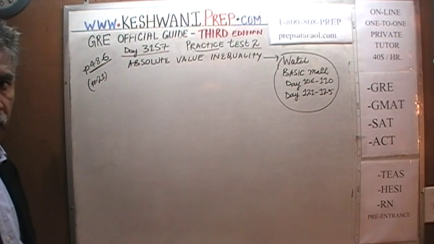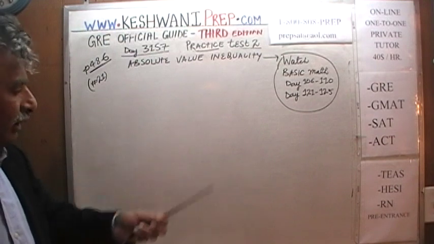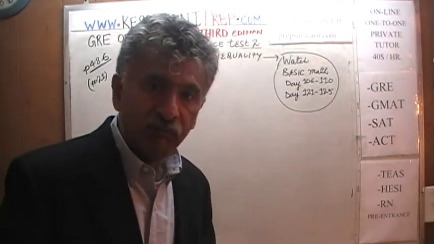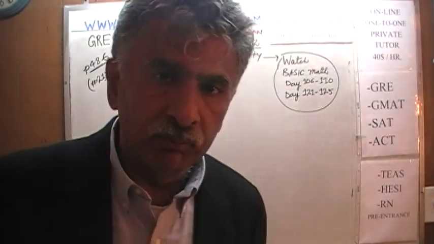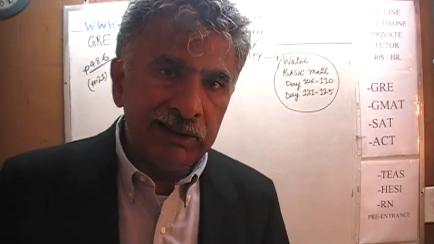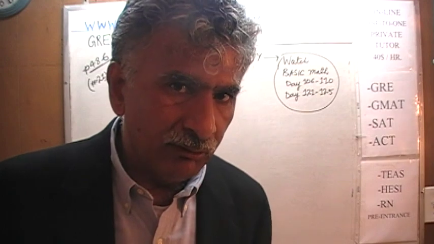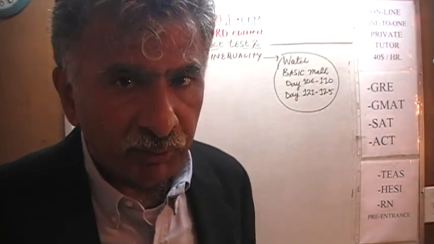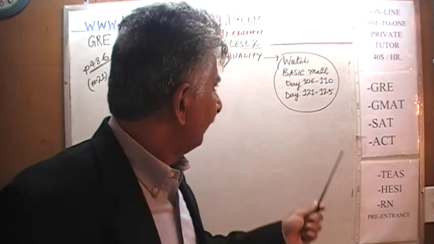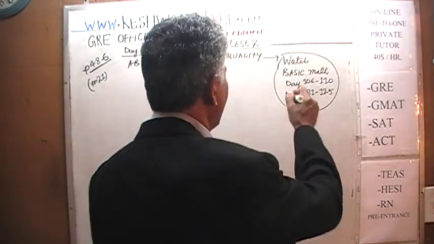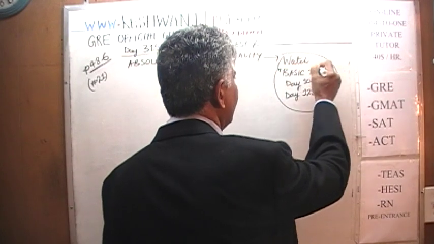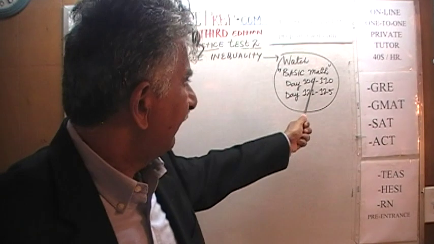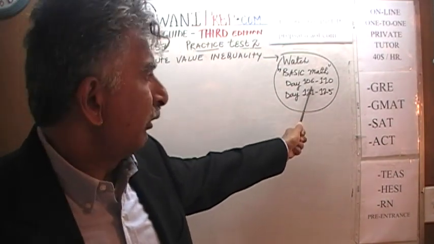Problem number 21 deals with the concept of absolute value inequality. In the event that you find that you are not very good at it and you need some more practice dealing with absolute value inequalities, then on my channel you will find a series of videos labeled as basic math. Just type in basic math, day 106, in the search box.